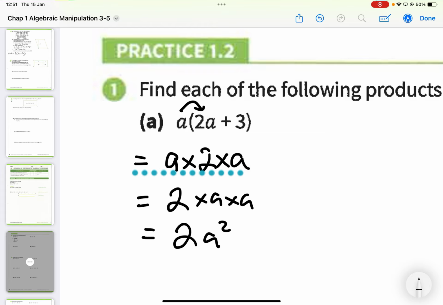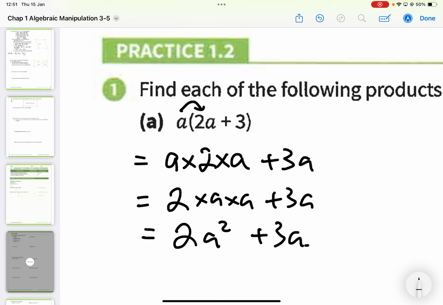Then my A must multiply to the 3 also. So I have a 3A over here. No change. These 2 steps I am writing extra to show you why we write 2A squared. A times A is A squared. You don't need these 2 steps in your actual working. From here, A times 2A is 2A squared. A times 3 is 3A. So you can straight away write down the answer. This line is enough.